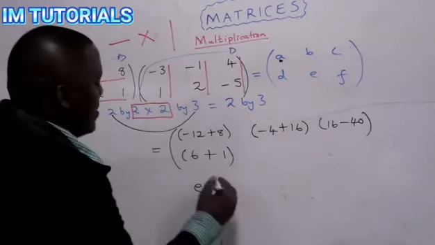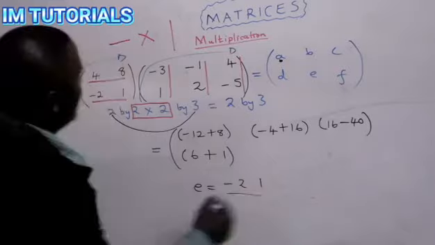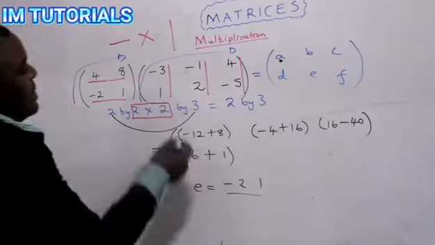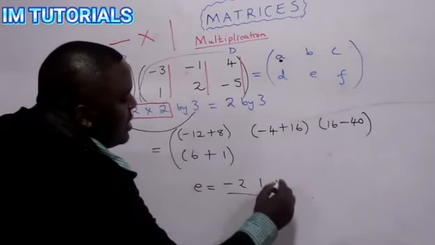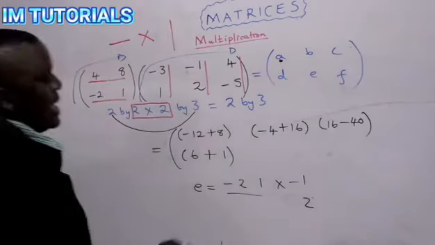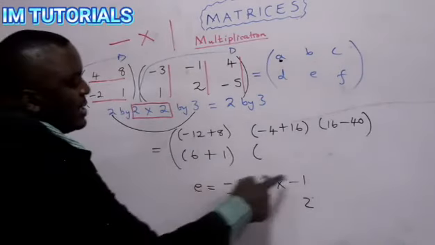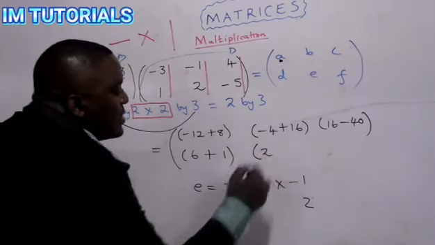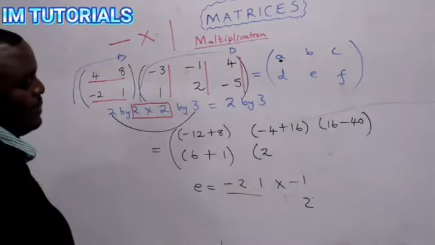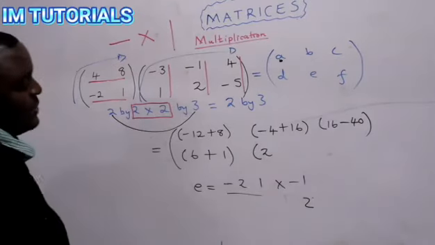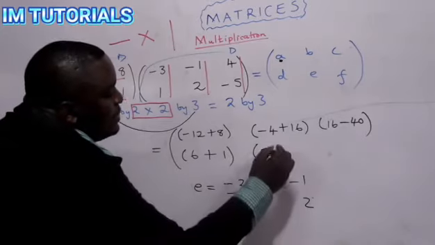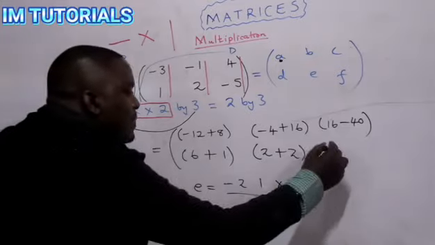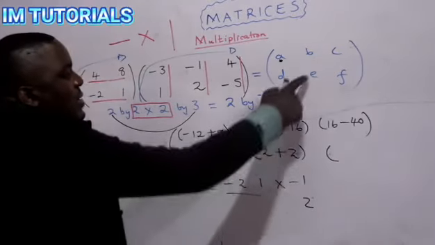Then we move on to E. E is at the bottom, so I'm going to use minus 2, 1, the bottom row. But E is being found in the middle column. So the middle column is minus 1 and 2. So first number times first number. So minus 2 times minus 1, you get 2. Negative times negative, you get positive. Then 1 times 2, they produce 2. I hope you are listening. Meaning to say that 2 plus 2 gives E.